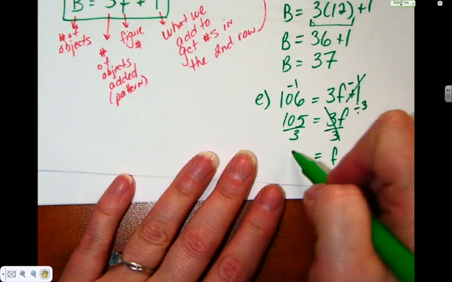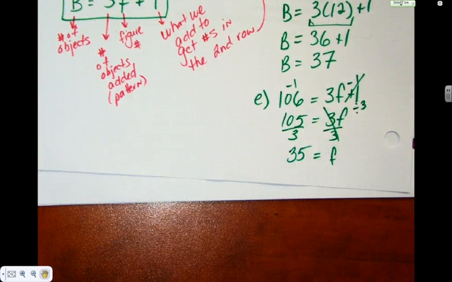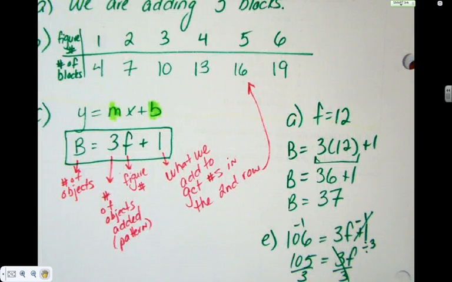35? Confirmed? Sounds confirmed back there? What did we just find out? What is that 35? What does it mean? That's the figure number that's going to have 106 blocks. How are you feeling so far? Every question is going to be exactly like this. It's just going to change what the objects are and the number.